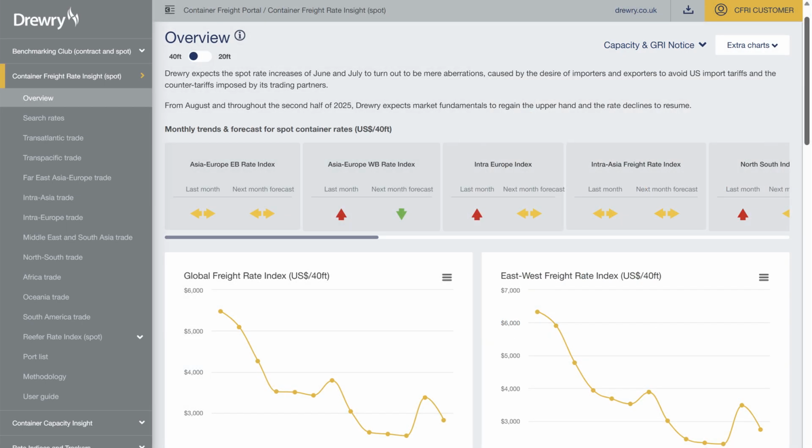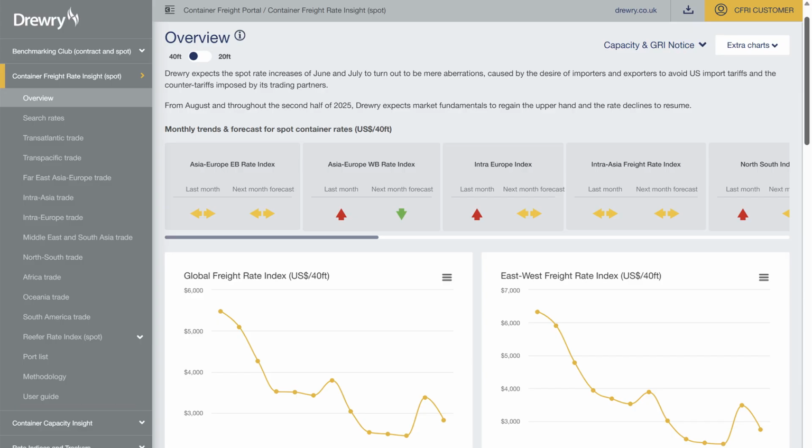Turning our attention to the left-hand navigation, you can find separate menu options to access freight rate data for each of our primary trade routes and reefer rate index. Alongside these is the Search Rates function, which is covered in a separate tutorial, and links to other resources such as the full port listing, user guides, and information about the service's methodology.